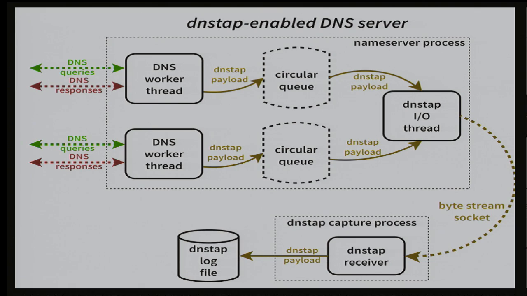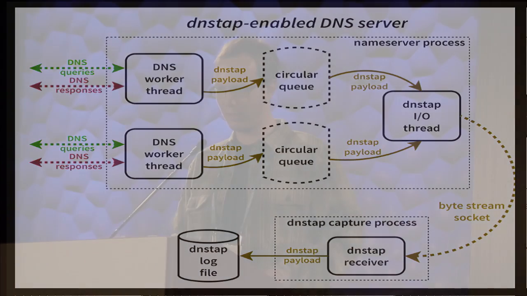Then you have this stream of log messages coming over this byte-stream socket into a dedicated capture process. This receiver process gets the log messages in a particular format and processes them, doing whatever it needs to. Here it's just writing them out to a log file. So instead of having the DNS server be responsible for writing out the log messages to disk, we've sent them to a separate process that's now responsible for this.